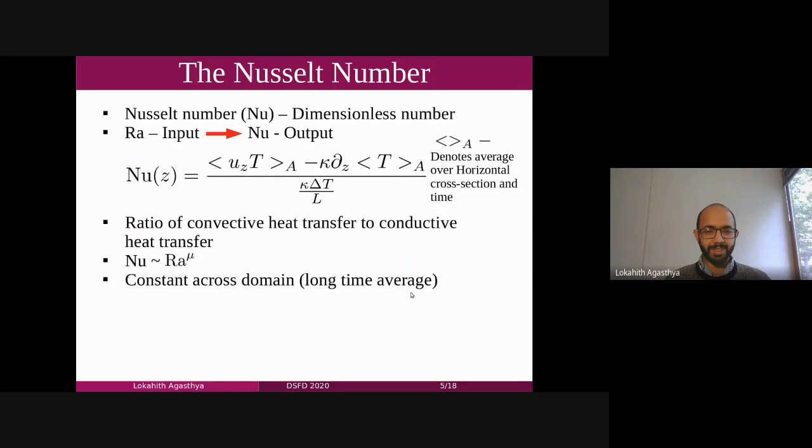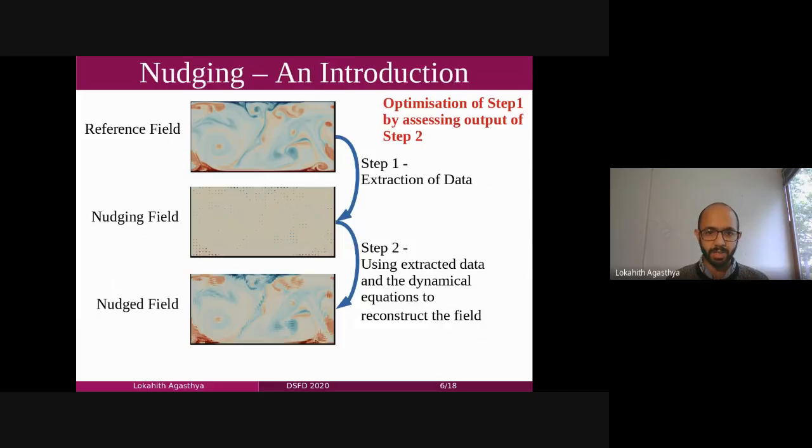And what is the Nusselt number? It gives us the ratio of convective heat transfer to conductive heat transfer, and it's a constant across the domain along the vertical direction, in a long time average. Of course, it's a very chaotic measure.